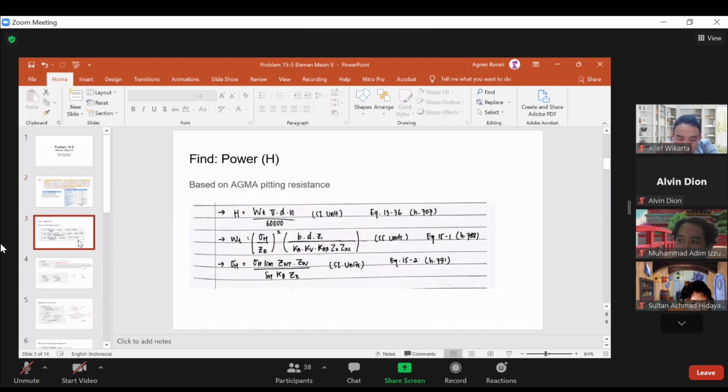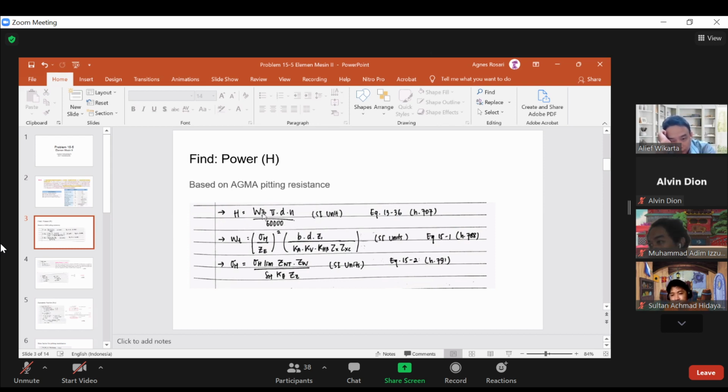Then we have to find the power based on AGMA pitting resistance. To find the power, we use the equation 13-36, where the power equals transmission load times pi times diameter times speed divided by 60,000. The difference here between mine and Andika's is that I am using the equation with SI units, so we divide by 60,000.